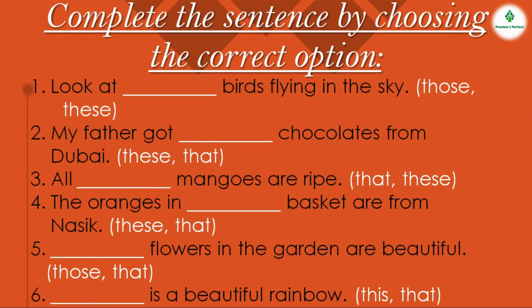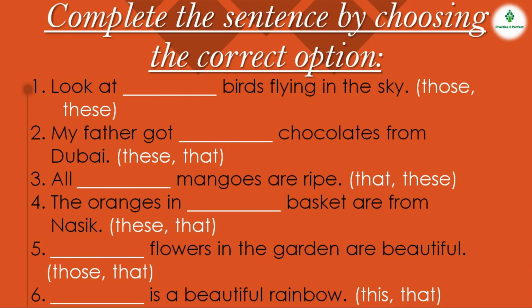In this question, two options are given in the bracket, of which only one will correctly fill the blank. Read the sentence and identify the correct option that fits here. Let me explain with the first question. Look at dash birds flying in the sky.